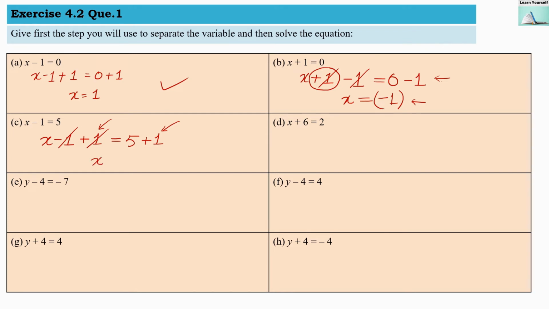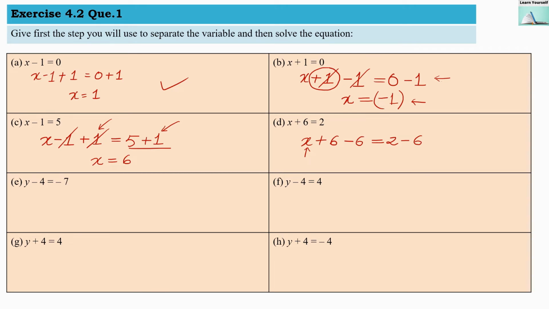I got here x equals 5 plus 1, which will give me 6. Equation D: x plus 6 equals 2. So x plus 6 is already there. Now if I want to remove this plus 6, I have to subtract 6 here. With the opposite sign, these two numbers will get cancelled out and I will get my variable separated. In the same way, if I have subtracted 6 from the RHS, I am going to subtract 6 towards the LHS also.